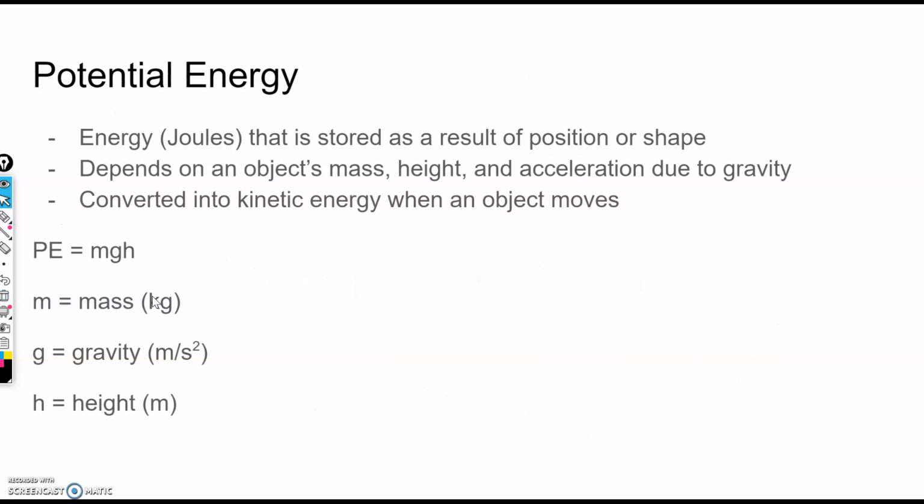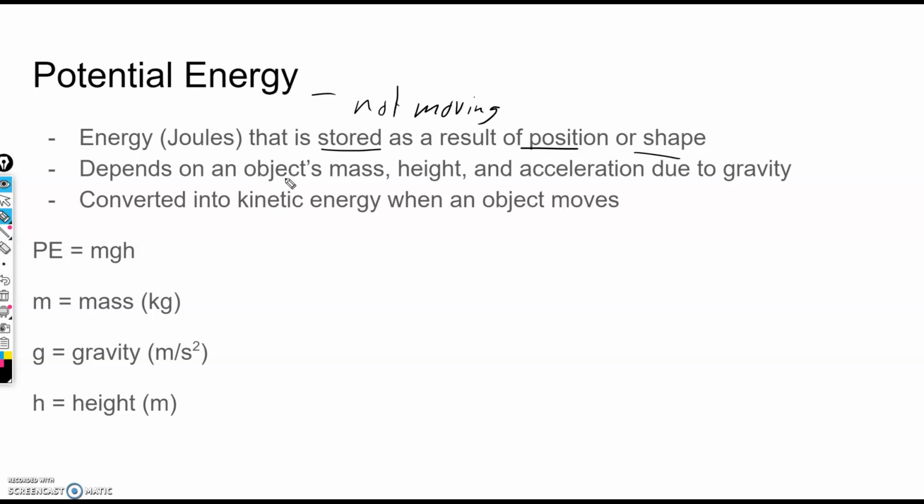Let's talk about potential energy now. So kinetic energy was the energy related to motion. Now potential energy is the energy that is stored as a result of position and shape. So now this is stored based on its position or the shape of it. So now it's not when it's moving, basically. So potential energy is not moving.